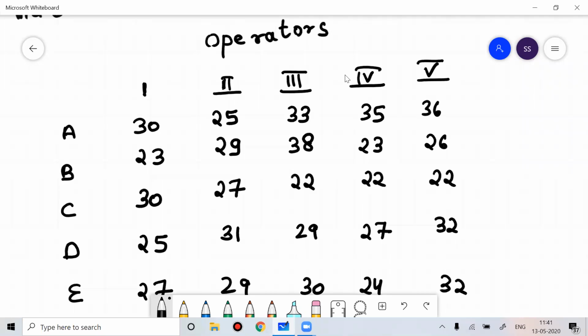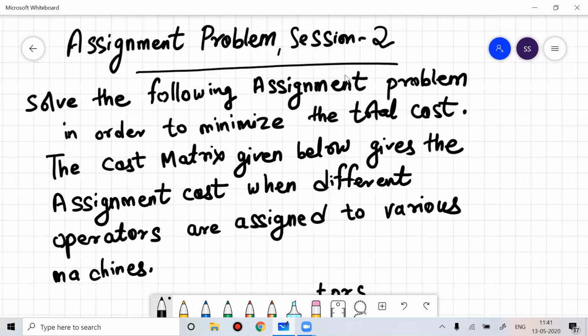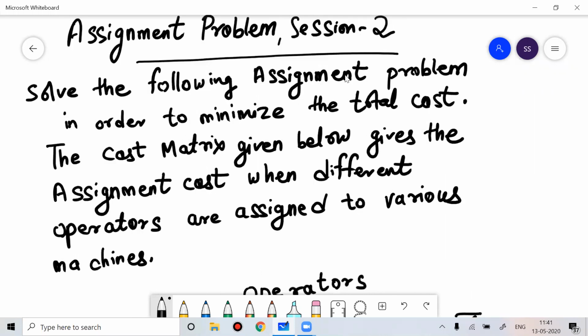So you can see this question: solve the following assignment problem in order to minimize the total cost. The cost matrix given below shows the assignment cost when different operators are assigned to various machines. By reading this problem, you can easily understand it is a minimization problem. You need to keep in mind that to solve an assignment problem, the matrix should be a minimization matrix, and it should be a square matrix. Here they are talking about minimizing the total cost, so this is a minimization matrix.